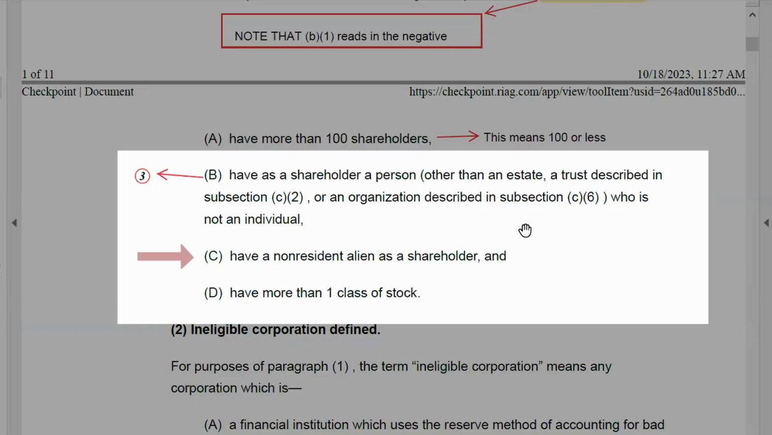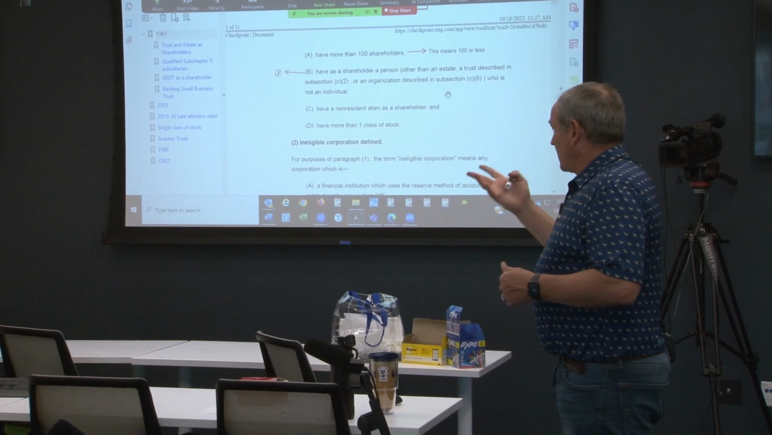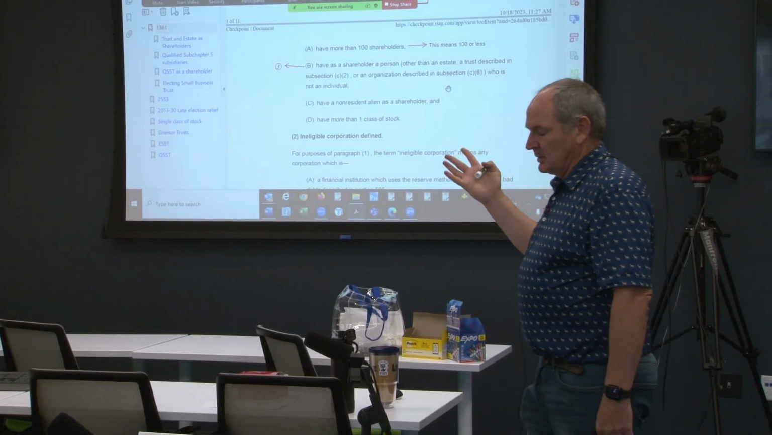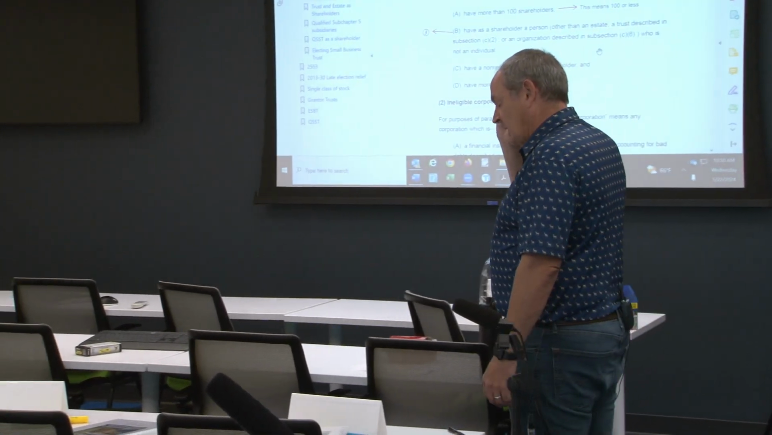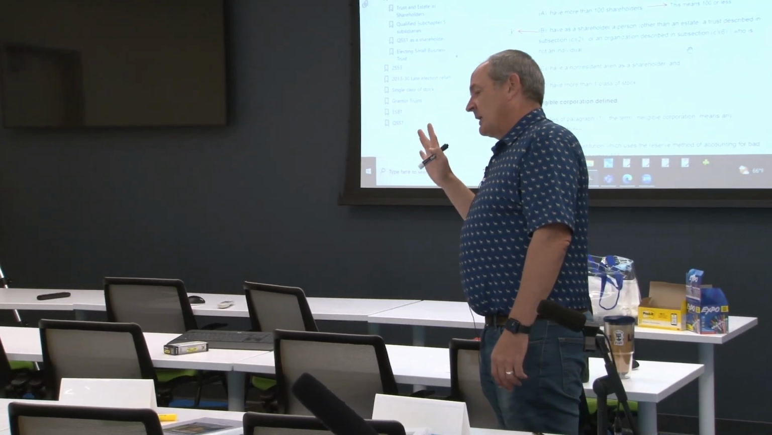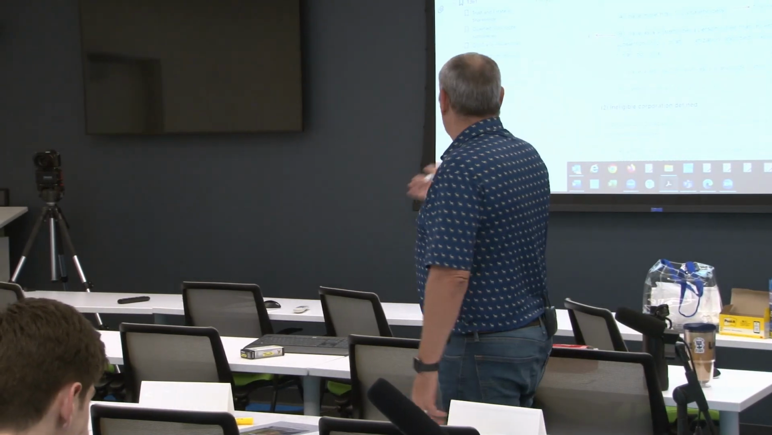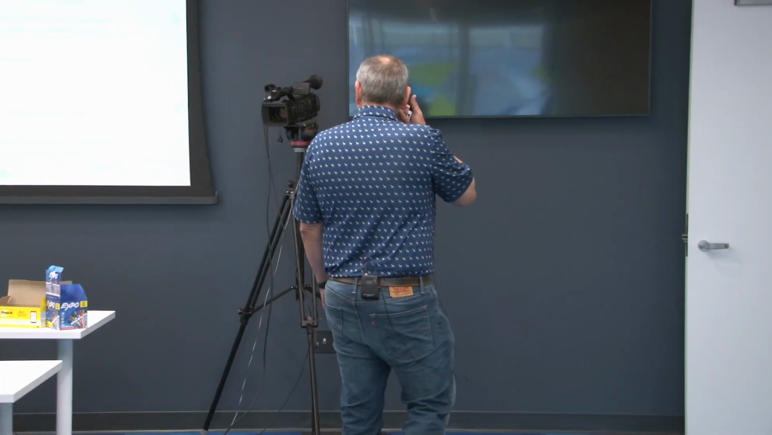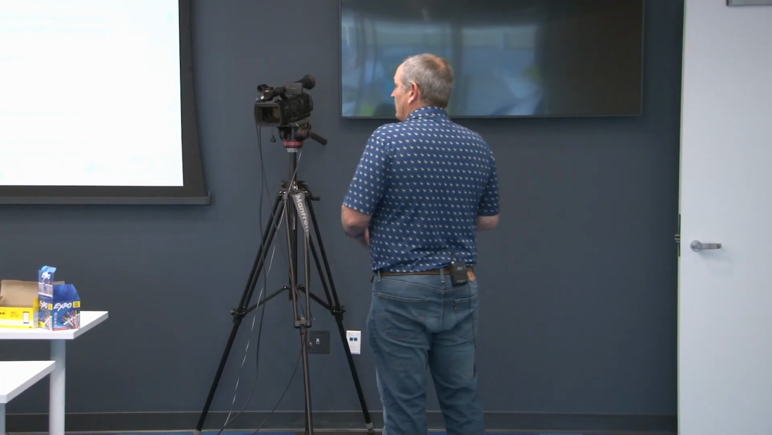So you can't have a non-resident alien as a shareholder. That's point number 3. So we have 100 shareholders or less. It has to be a U.S. person. I basically combined B and C because we talked about the trust, which is embedded in B, and I also said that it has to be a U.S. person, and that captures the concept in C, because you can't have a non-resident alien as a shareholder. And then the third is you can't have more than one class of stock.